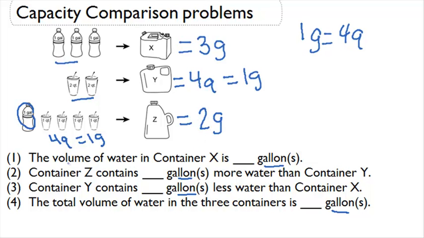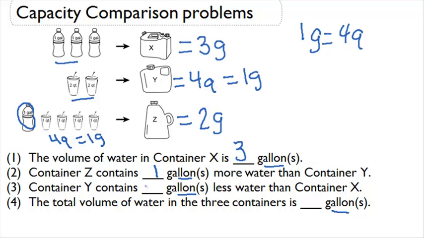Now let's look at my questions. The volume of water in container X is blank gallons. Well, container X is that top one, and we already said that it equals 3 gallons. How about question 2? Container Z contains blank gallons more than container Y. Well, Z holds 2 gallons, and Y holds 1 gallon. So I'm going to put that container Z contains 1 gallon more than container Y.